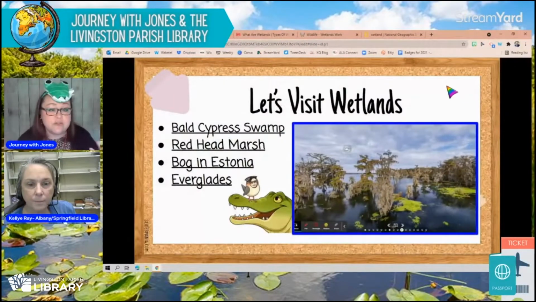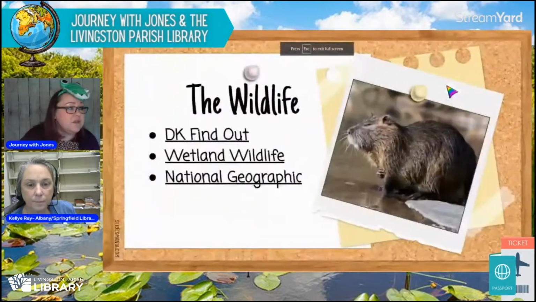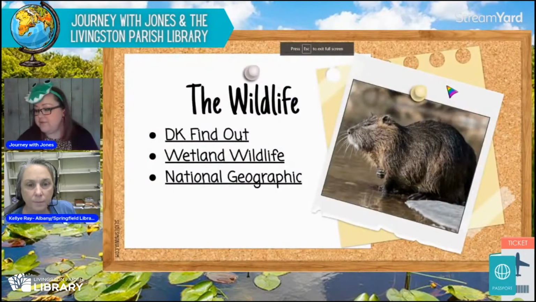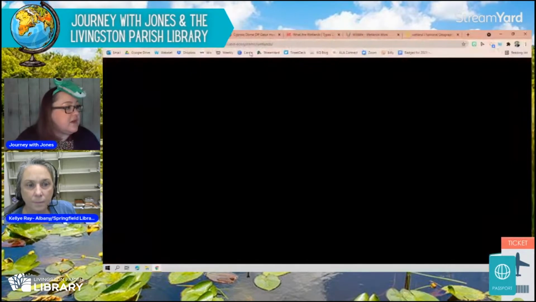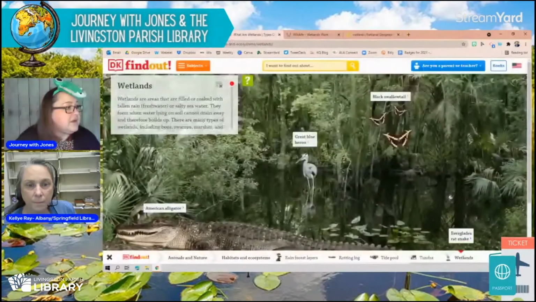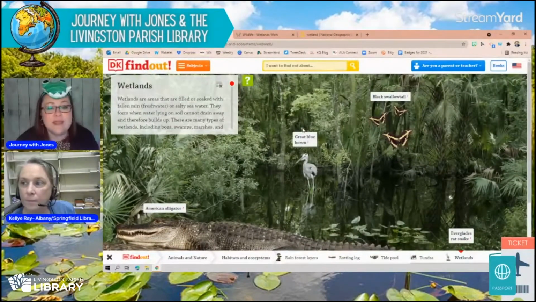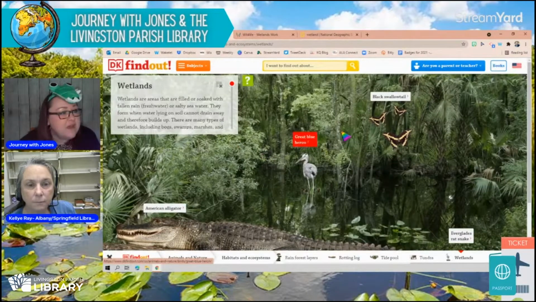So those are just a few different examples of wetland habitats. And now we're going to look at the wildlife. And there's some really cool wildlife that you can find in the wetlands. Now, let me get rid of a few links. So wetlands. This is a great website called DK Find Out. And I love this website because they always have wonderful illustrations and pictures, but they also have these little icons you can click on and learn more about these animals.